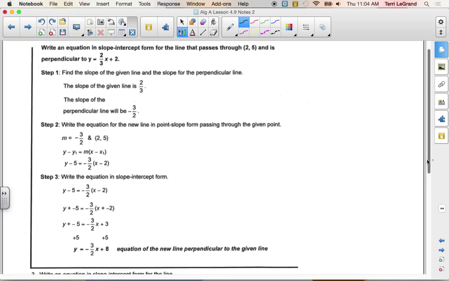Okay, we're just going to quickly read through this because this should be something that we're very familiar with doing. It says, write an equation in slope-intercept form for the line that passes through, so here we have this given point again. They're going to give you a point and a given line again. But this time we have to create a line that's going to be perpendicular, not parallel. We're working with perpendicular now.